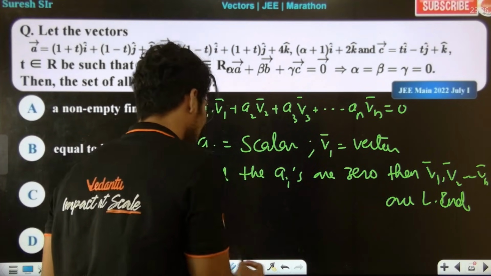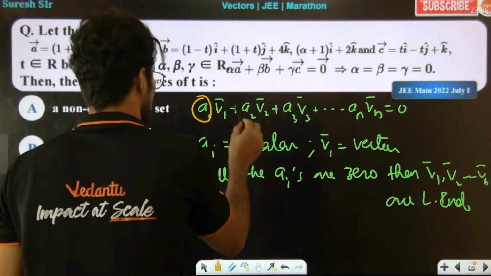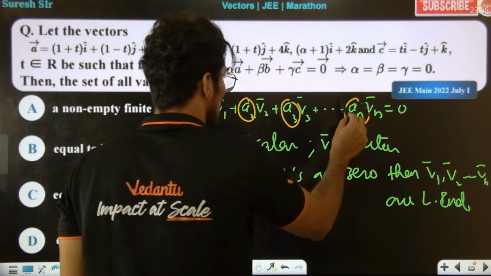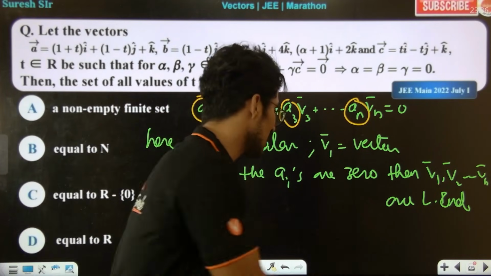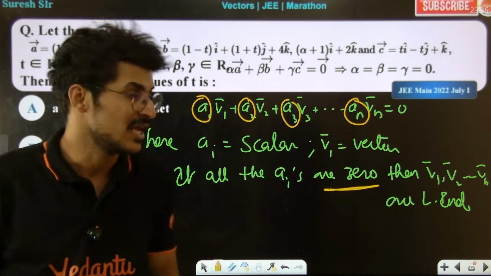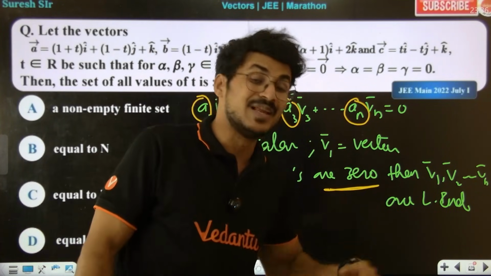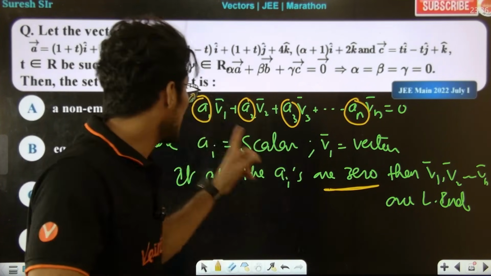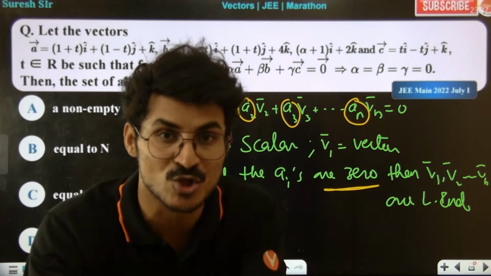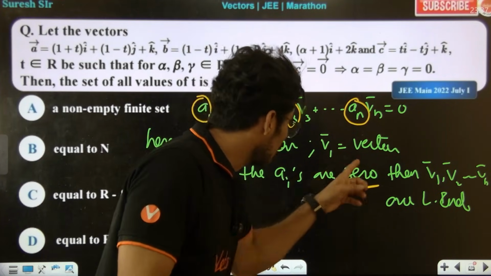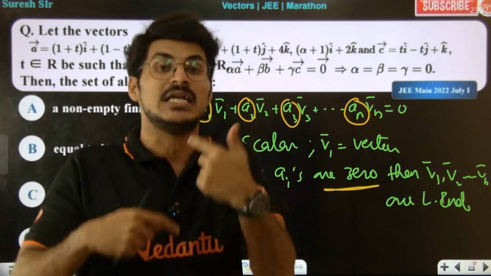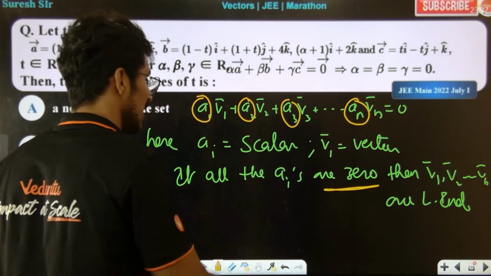Check all the scalars. They should all be equal to 0, sir. If they are 0, then all the vectors given to us in the concept will be linearly independent. If any one of the scalars is not equal to 0, sir, then the vectors will be linearly dependent. Purinjutha, what I am saying?